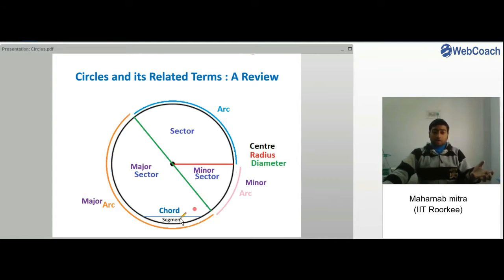And similarly we can find out which is the major segment and the minor segment. This is the minor segment, right? And this entire part which is above the chord is the major segment, right? So now you know what are the parts of a circle and what are the major and minor parts according to their definitions.